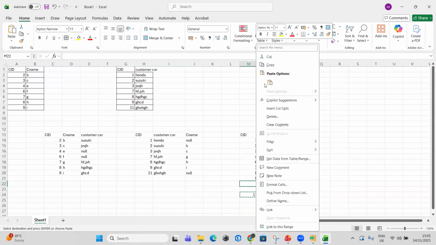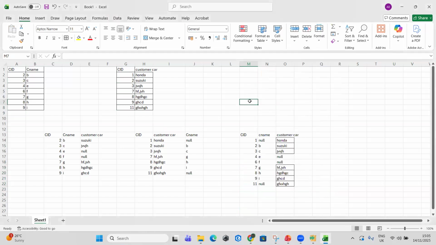Yeah, 1, 2, 3, 4. So now do you know what a full join, left join, right join or inner join means, right? Inner join means the common column, right?